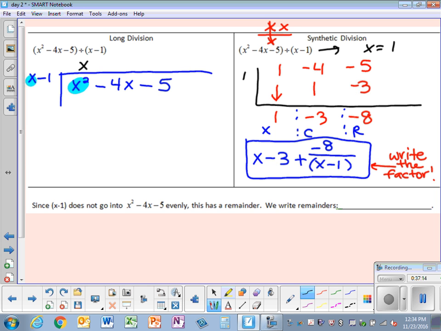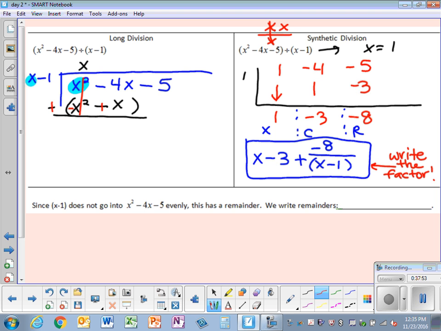X times x gives me x squared, and x times negative 1 gives me negative x. That's good, parentheses subtract. Okay? And then we said it was easier if we just distribute here. So we'll change this minus to a plus. Opposite signs of everything inside. Okay? Because you have to distribute that negative.